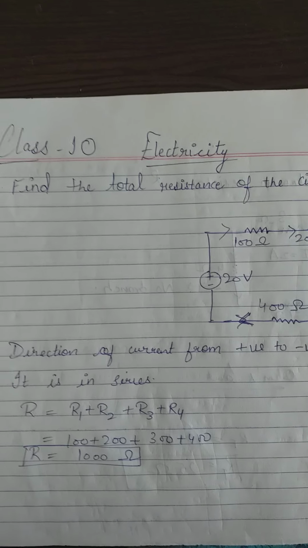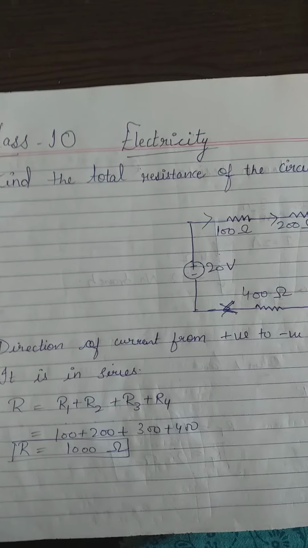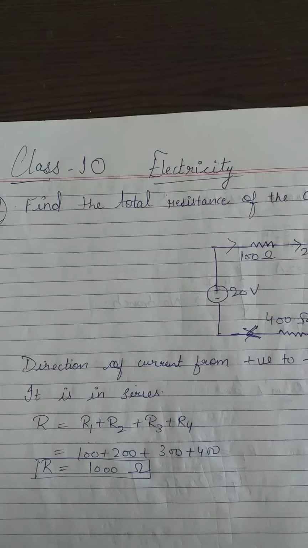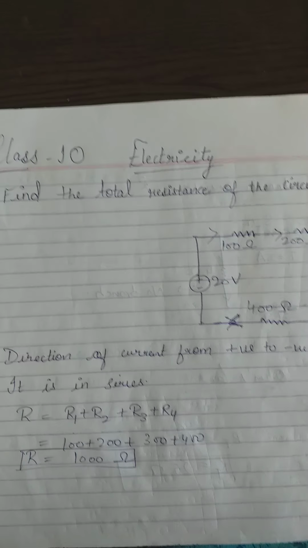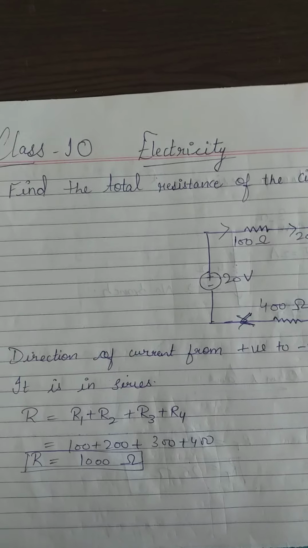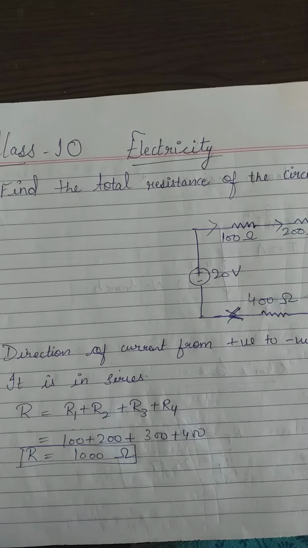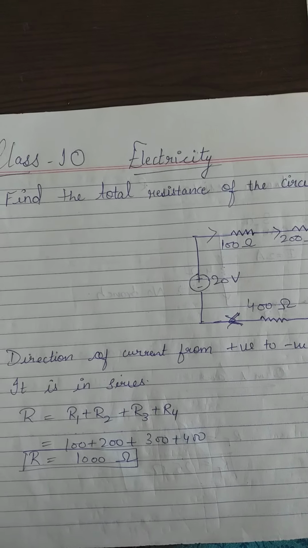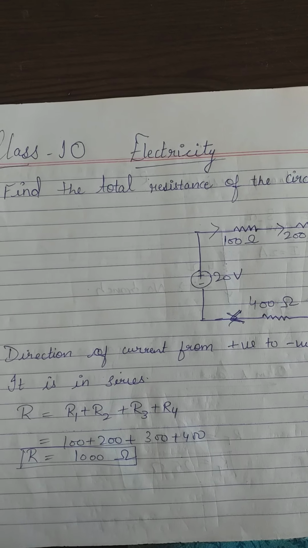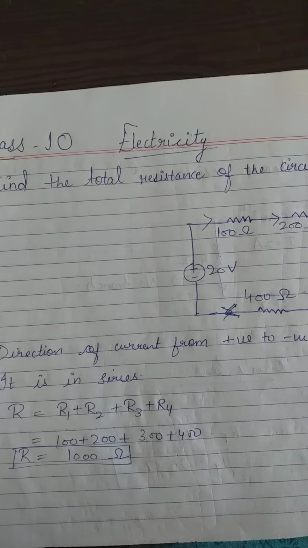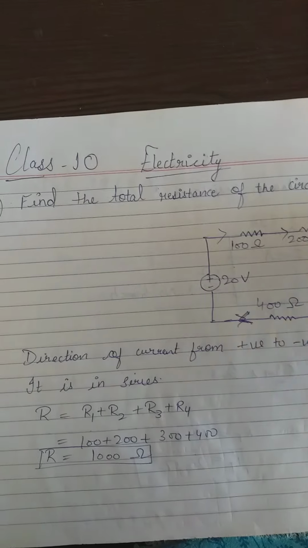What do you mean by series? Series refers to when all the resistors are connected in the same line with no branching. But in the case of a parallel circuit, there is branching, there is a junction where the current divides. For example, initially the current is I. At point A, the current gets divided into I2 and I3. So I am going to start with a basic numerical.